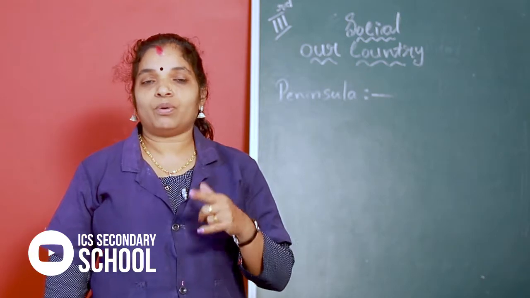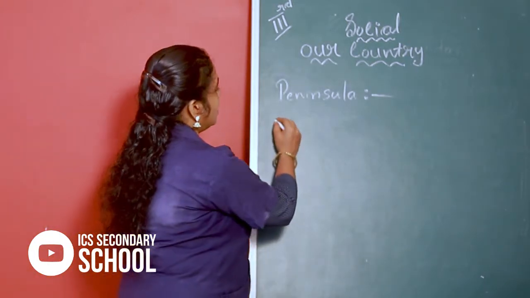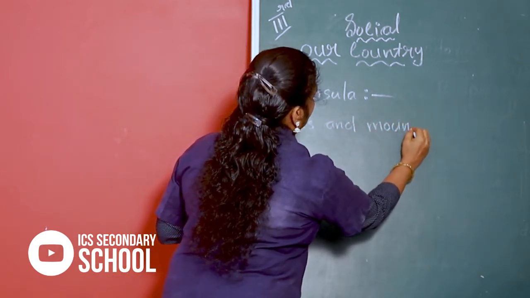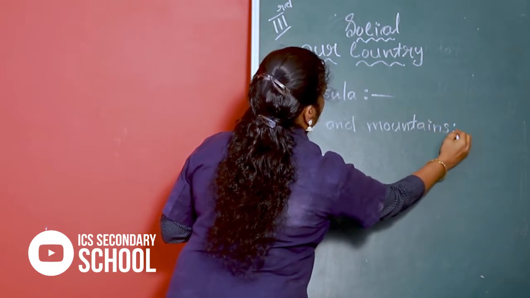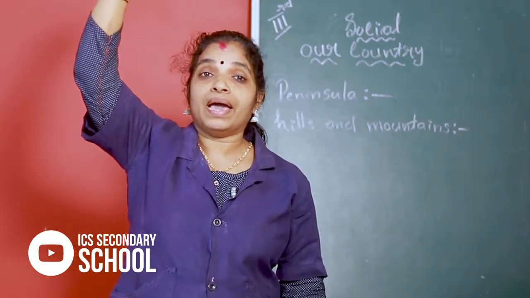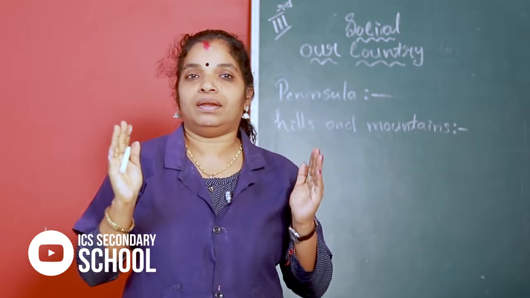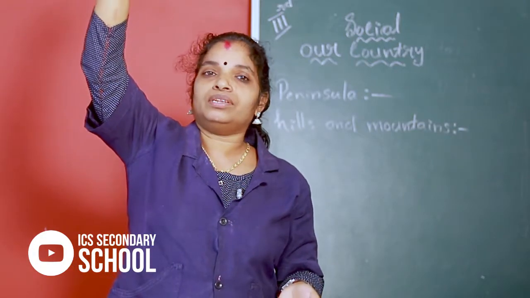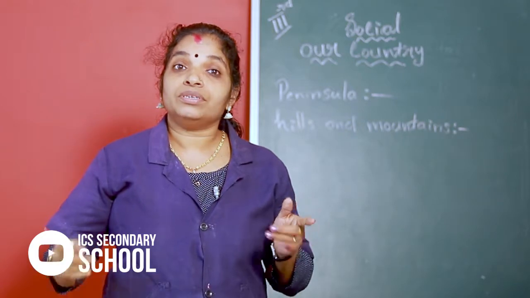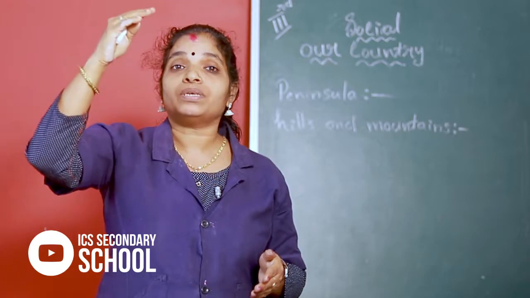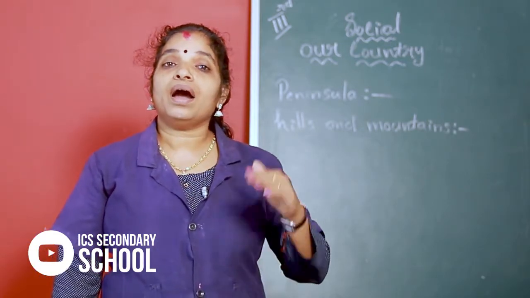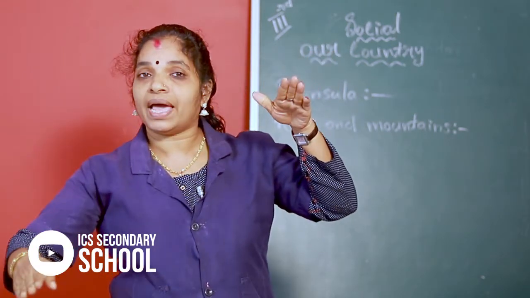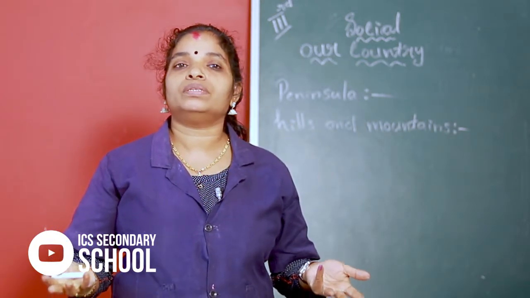Okay. Next point, hills and mountains. A high land with a round top is called a hill, and very high hills with sloping sides and sharp peaks or tops are called mountains.